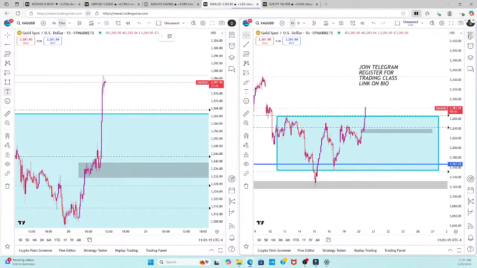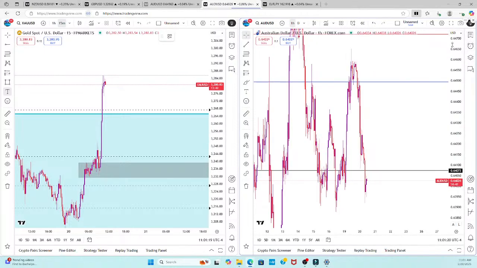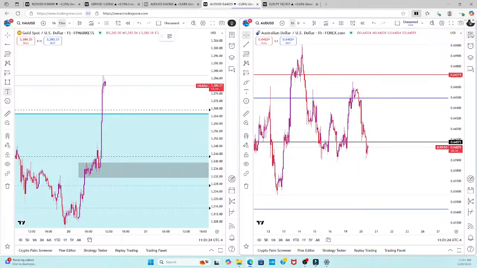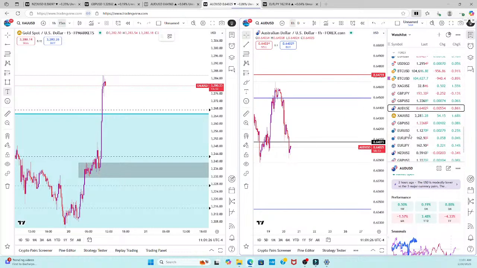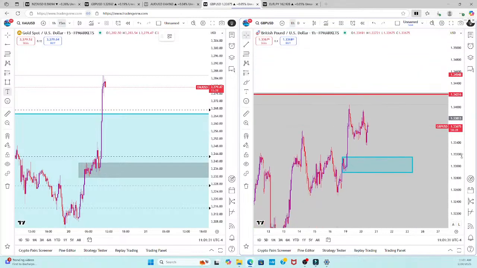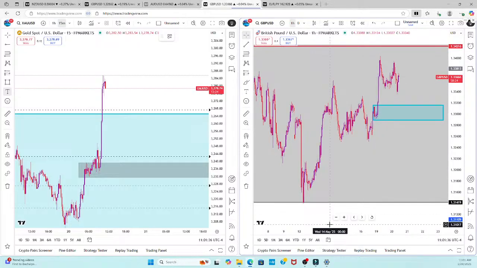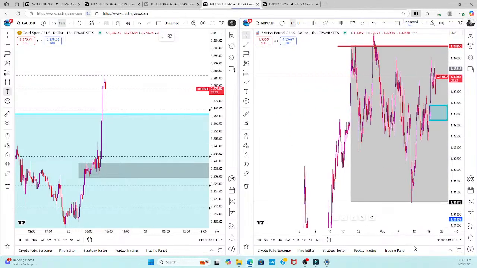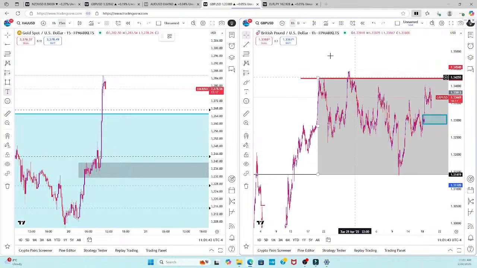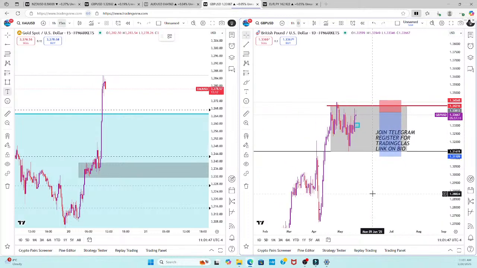So anyways, let's head over to the next pair on the list. We're going to be analyzing this pair here. No, not AUD USD. GBP USD is the next pair for us to analyze. Right now, I'm actually going to switch to the daily time frame first. So let me switch to the daily time frame.